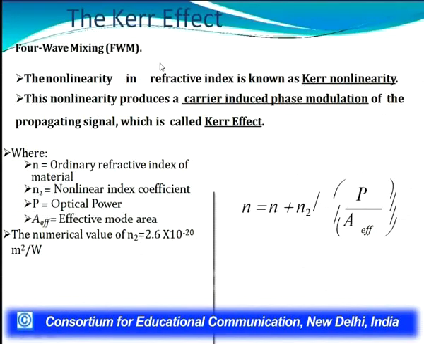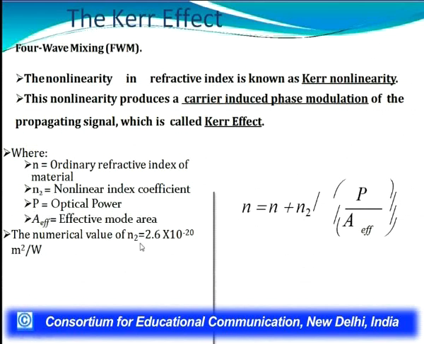Now we define the Kerr effect, where the non-linearity in the refractive index is known as the Kerr non-linearity. The non-linearity produces an intensity induced phase modulation of the propagating signal, known as the Kerr effect. We know that n equals n plus n2 times P divided by A effective. Here n is the ordinary refractive index of the material, n2 is the non-linear index coefficient, P is the optical power, and A effective is the effective mode area in which the light is propagating.